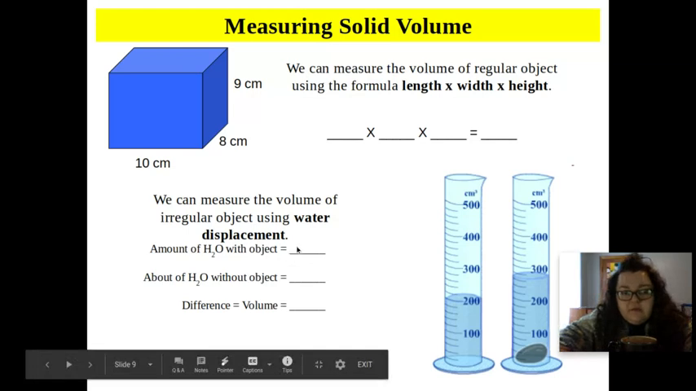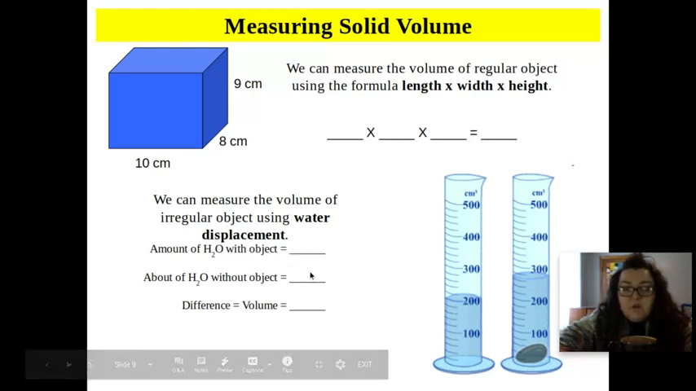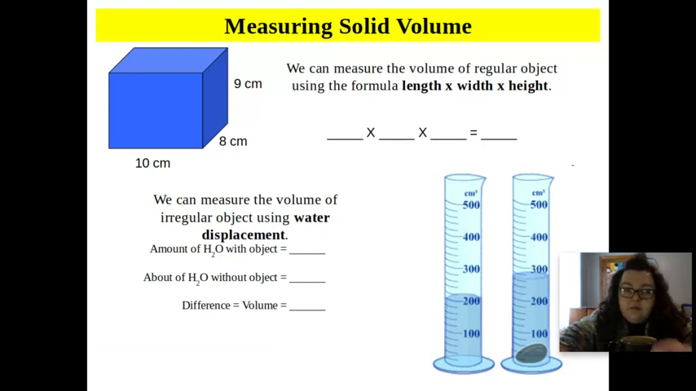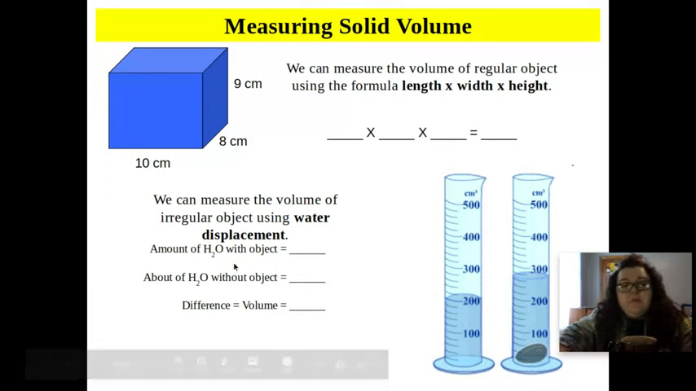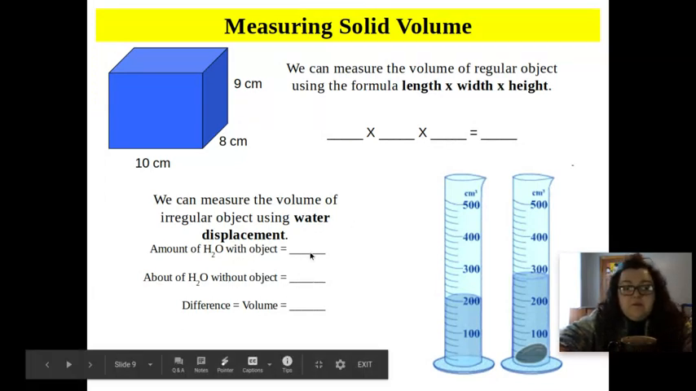So 260 minus 200 is going to give us the volume of the object or the rock. So 260 minus 200 gives you 60 milliliters. So the difference between these two is your volume of the object. So the rock is going to be 60 milliliters or 60 centimeters cubed.